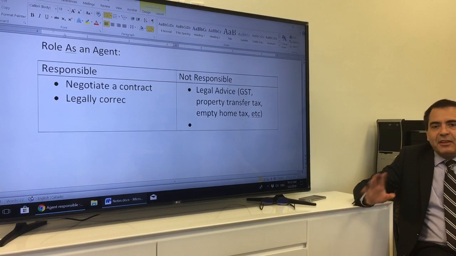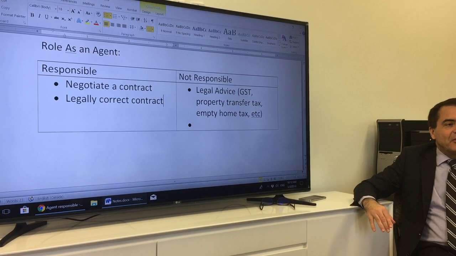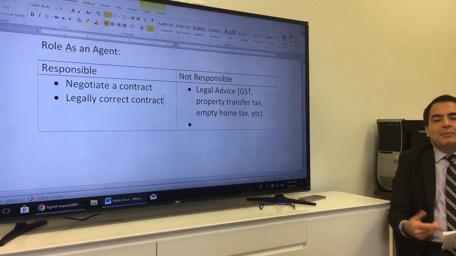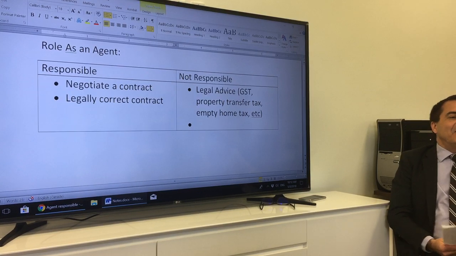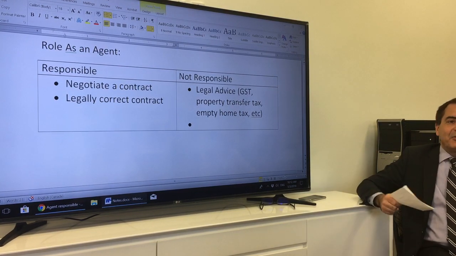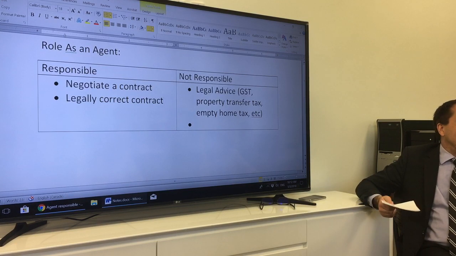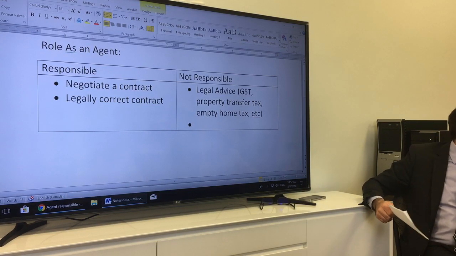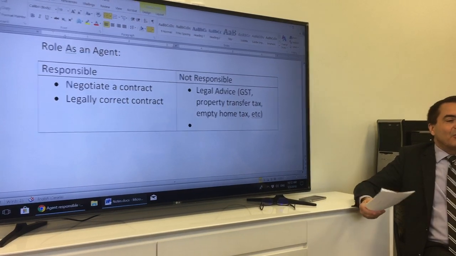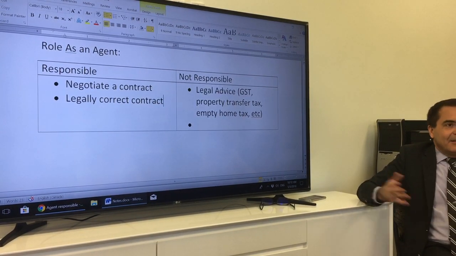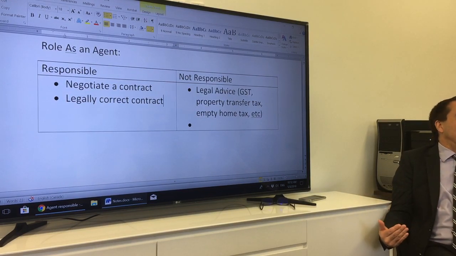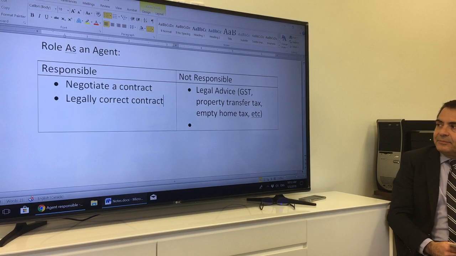One of the most common things people tell me is, I'm talking to the seller's agent and I complain to them about something. You know what they say to me? The buyer's agent did that. So who's responsible for a legally correct contract? Both, buyer and seller. You can't say the buyer's agent did that or the seller's agent did that, because you're both responsible. If it goes to the real estate council or a judge, he doesn't say, oh, the buyer wrote that. You are responsible for the contract being correct and legally done.